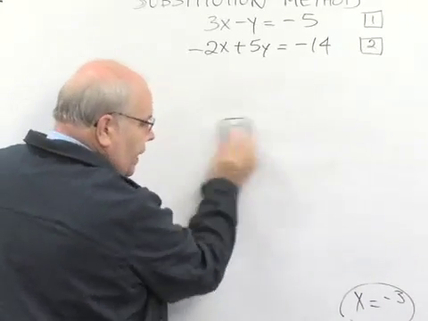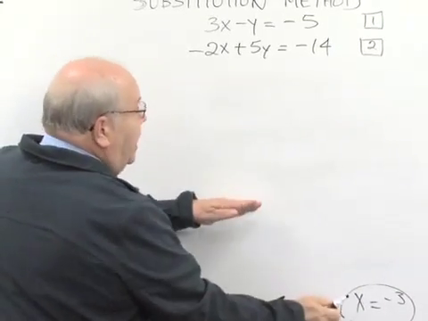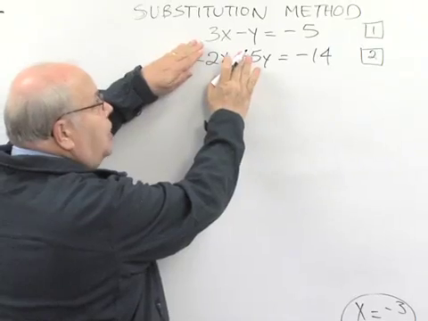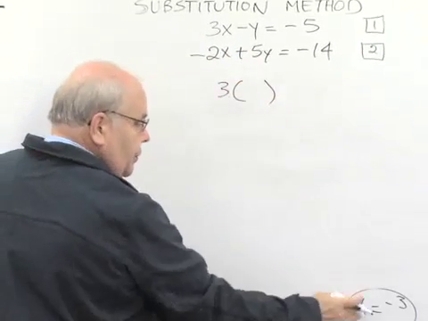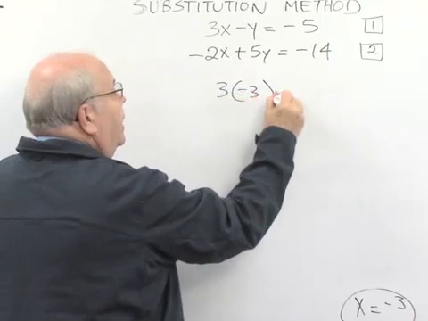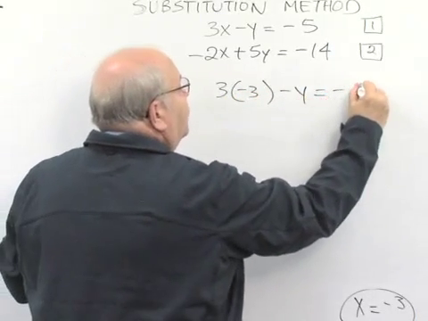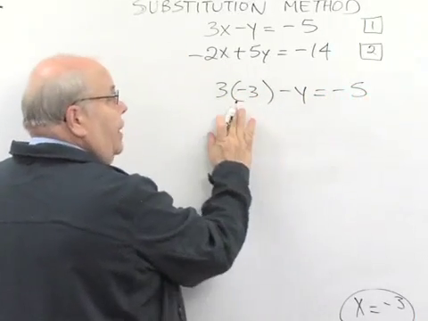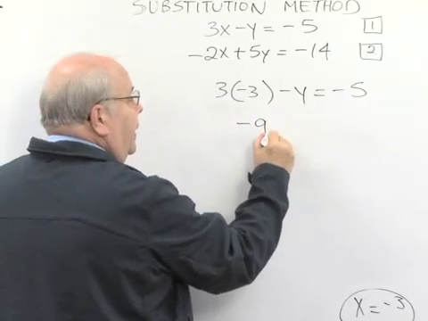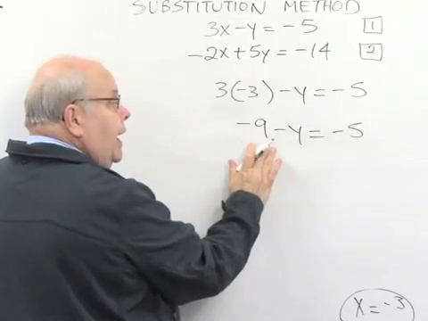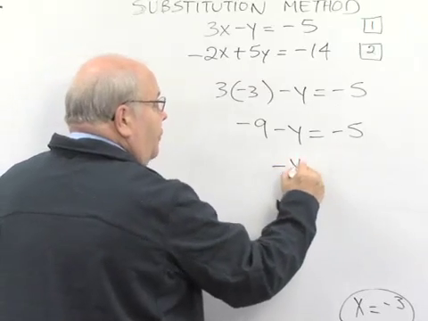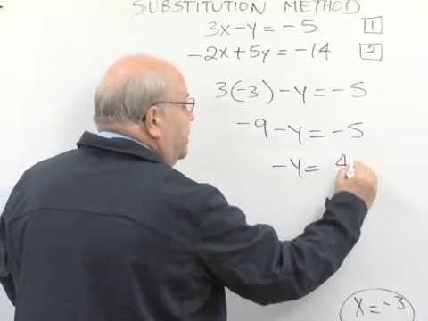So we're going to keep our results. X equals negative 3. We're going to take it back to equation number 1. 3 times x, 3 times negative 3, minus y equals minus 5. Now 3 times negative 3 is negative 9. If I add 9 to each side, negative y equals a positive 4.